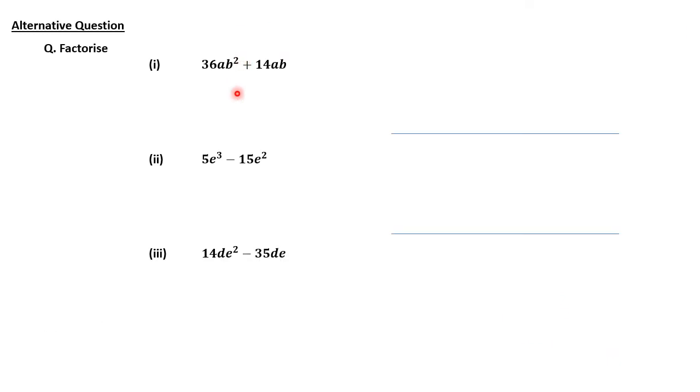Let's have a look at 3 more examples just to fine tune that skill. So 36ab squared, just the b being squared, plus 14ab. You might be very happy to look at the factors of 36 and 14 without drawing the trees, but we can identify that 2 is a common factor to both, and that means that 36 is the same as 2 times 18 and 14 is the same as 2 times 7.